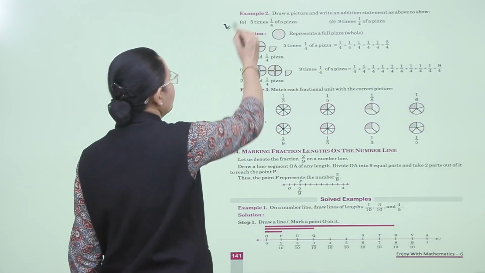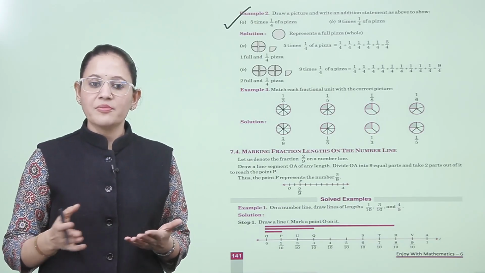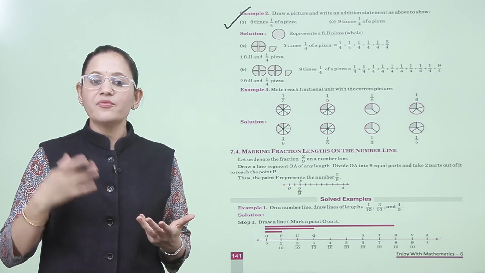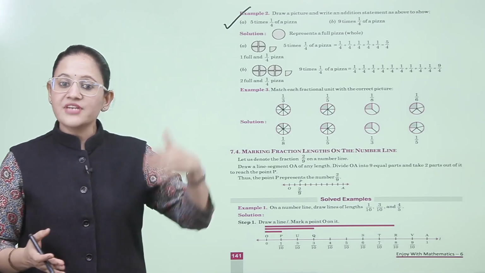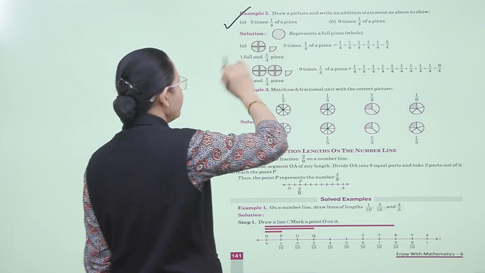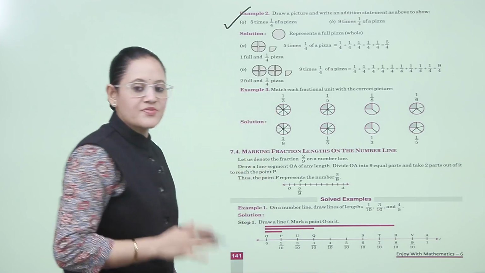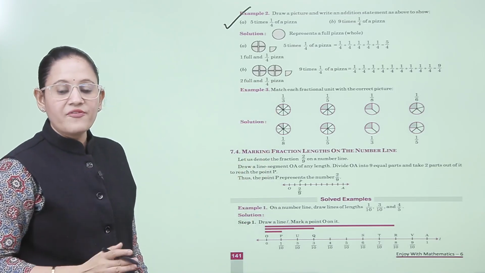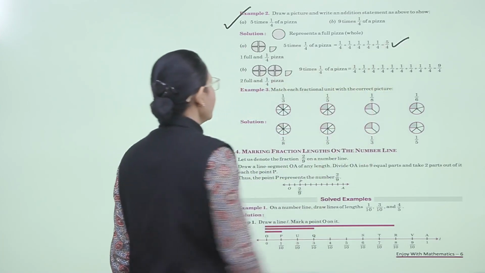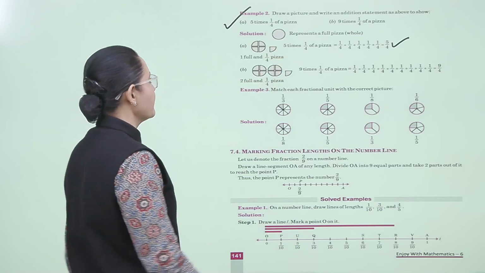Now example 2. Draw the picture and write the addition statement for the above to show 5 times 1/4th of the pizza. So represent a full pizza, and 5 times 1/4 means 1/4 plus 1/4 plus 1/4, 5 times, that equals 5/4. Clear? 1 full and 1/4 pizza.